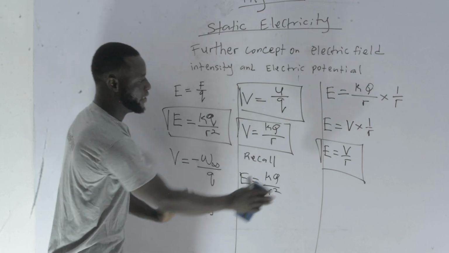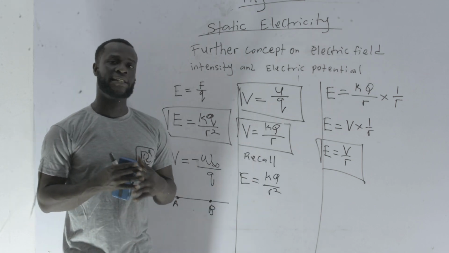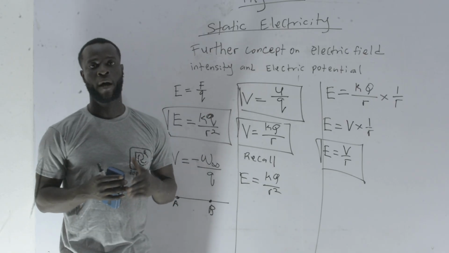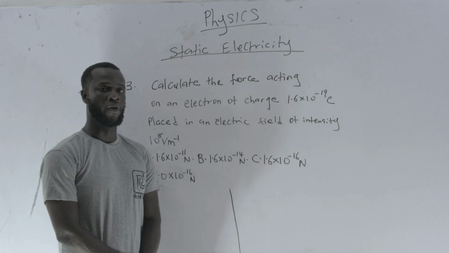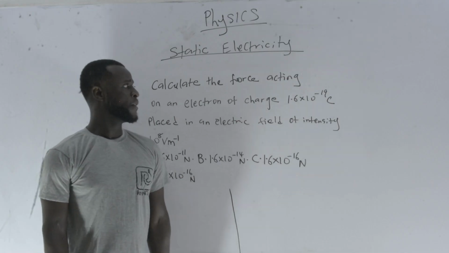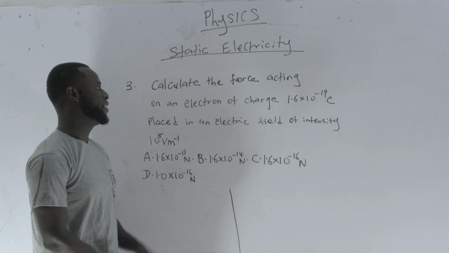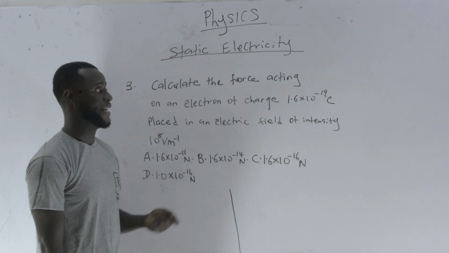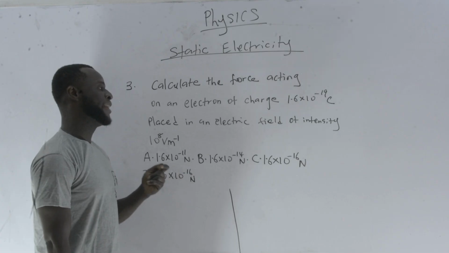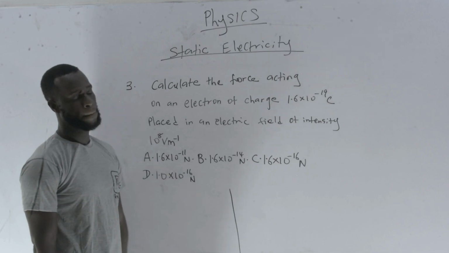Now that we have explained this concept and we now have a better understanding of it, let's take questions under this concept before we move to the next. Question number 3 on electrostatics. Calculate the force acting on an electron of charge 1.6 times 10⁻¹⁹ coulomb placed in an electric field of intensity 10⁸ volts per meter.